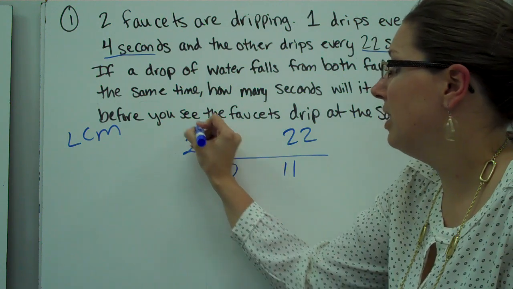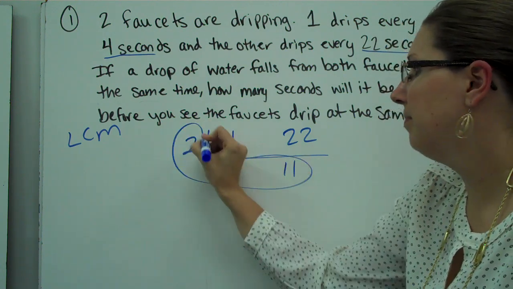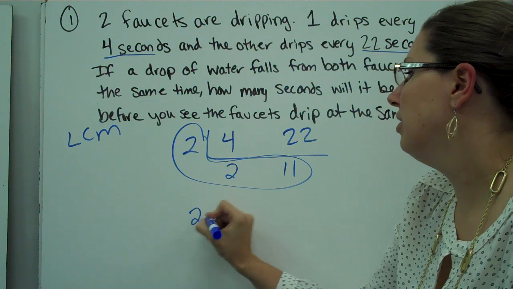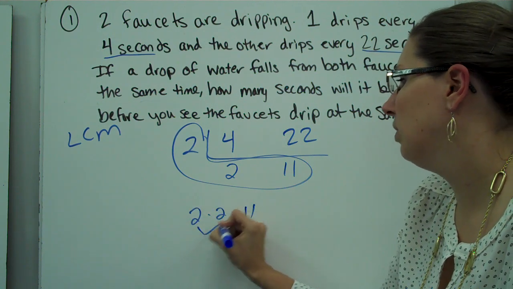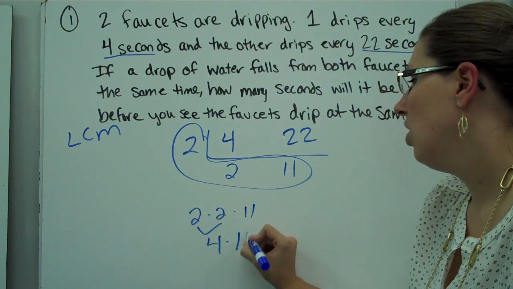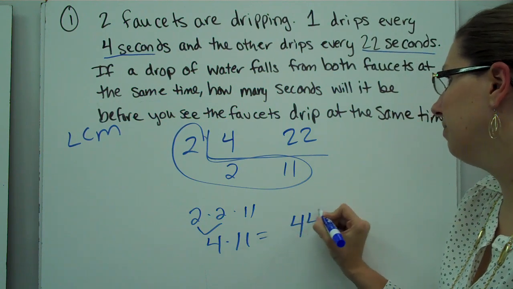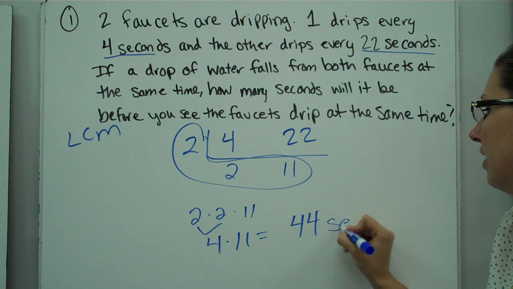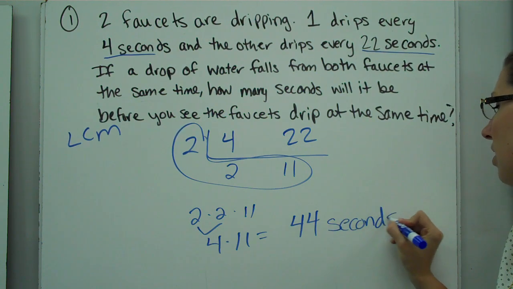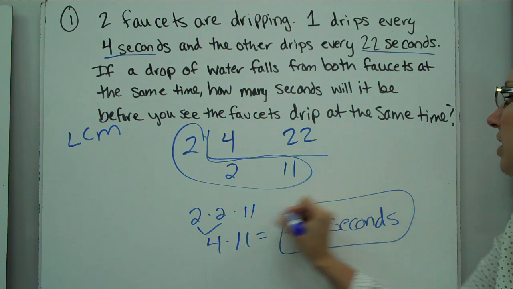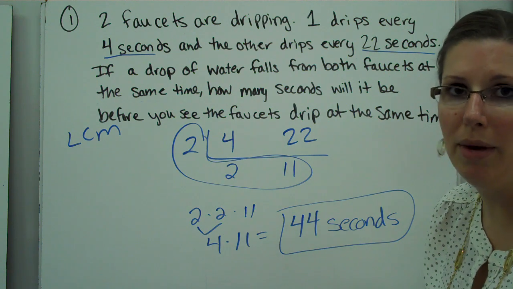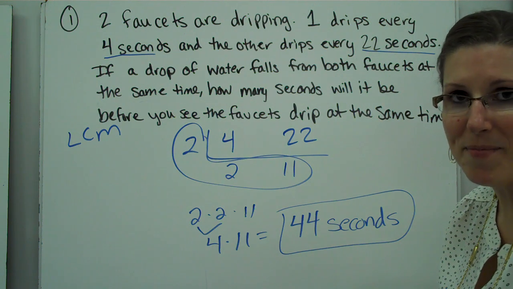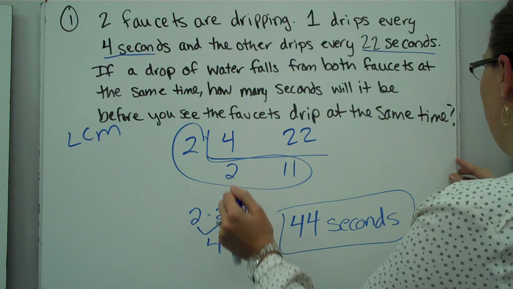All I need to do is make an L for LCM and multiply. 2 times 2 times 11, well, I know 2 times 2 is 4. 4 times 11 is 44. It's going to be 44 seconds before the 2 faucets drip at the same time again. Easy, right? Let's try another one.